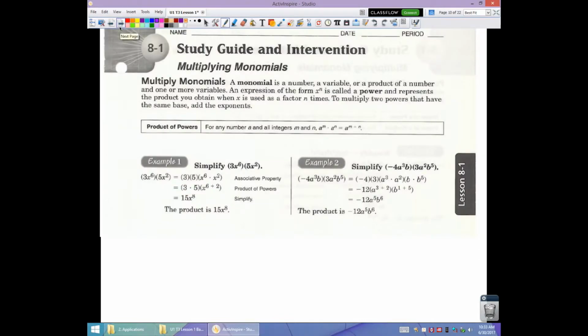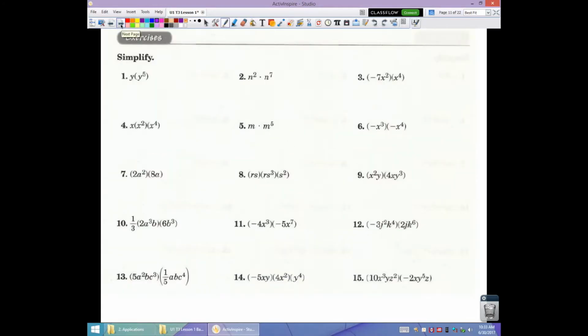All right, now I'm just going to go through some more examples just for extra practice here. Okay, so in this first one, number 1, that y doesn't appear to have an exponent. Anytime there's no exponent written, it's automatically a 1, not a 0. So y to the 1st times y to the 5th, I'm adding those exponents, that's y to the 6th power. Number 2, again, multiplying powers, so I add the exponents, that's n to the 9th.